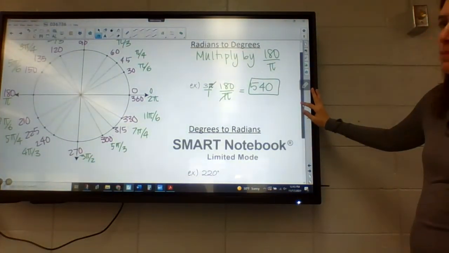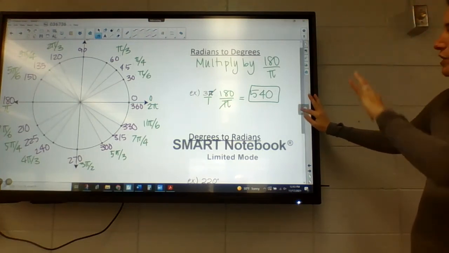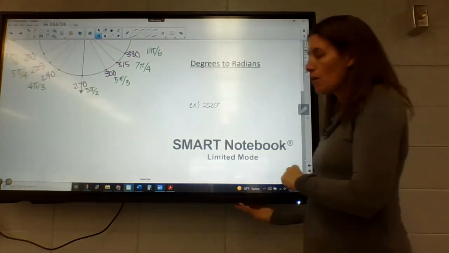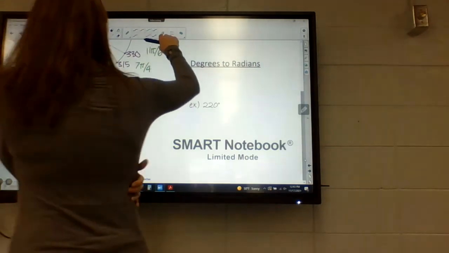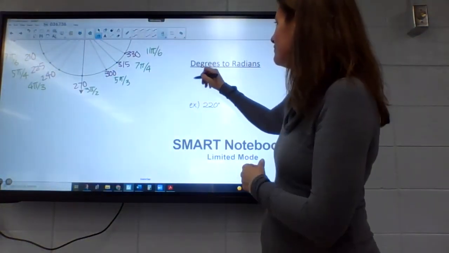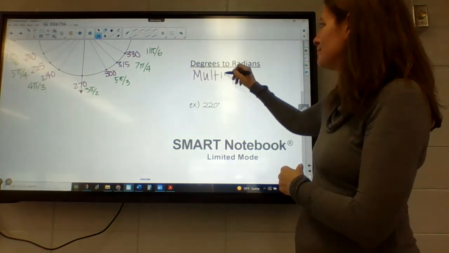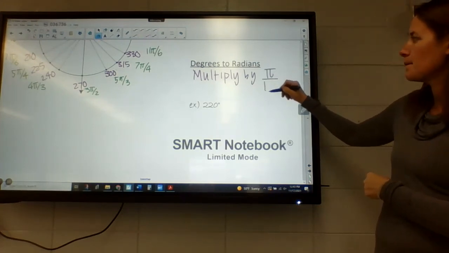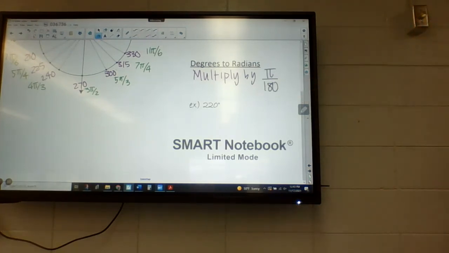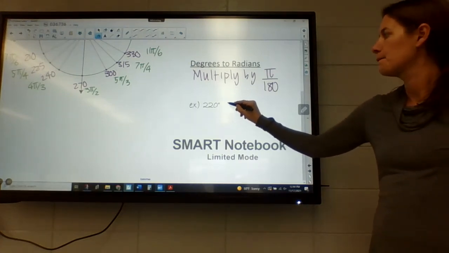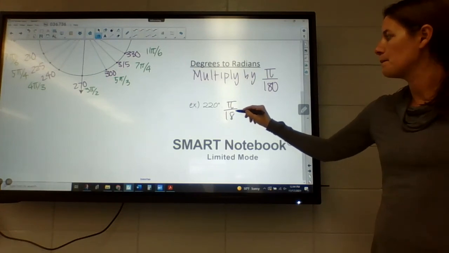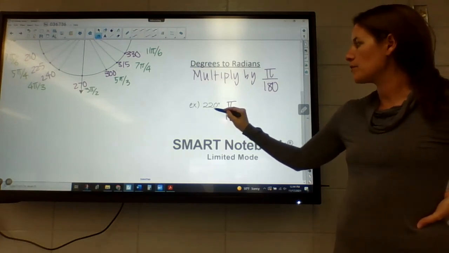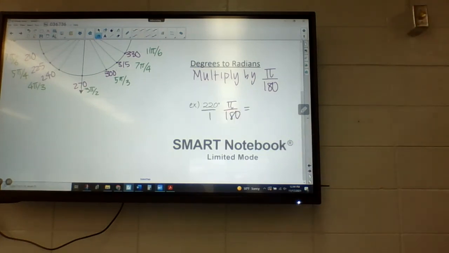Now you might think you're going to divide by that, but we don't divide by fractions. So what we're going to do is multiply by the reciprocal for this one. So we're going to multiply by pi over 180. And again, put this over 1 if you want. Now this one should have pi in its answer.